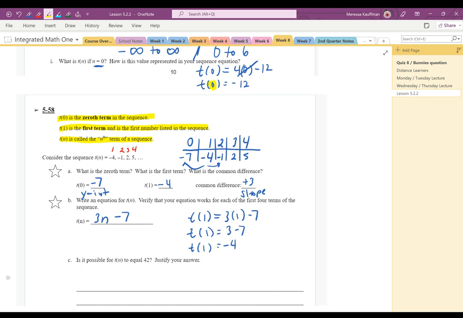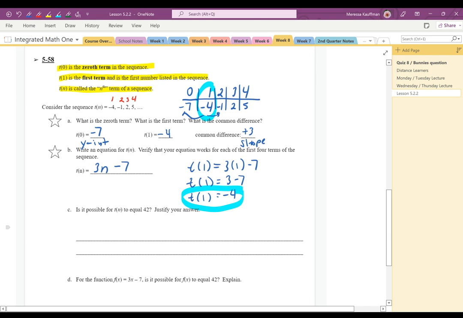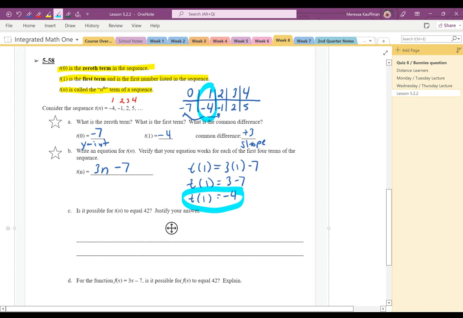And notice that it lines up. The first term is -4. So it works. I could put any term number in now and find the value of that term in the sequence. So let's try that. Is it possible for t of n to equal 42?